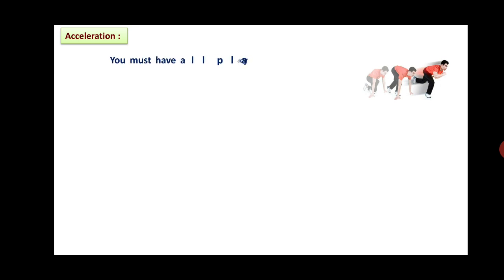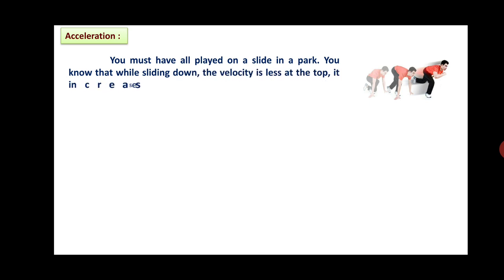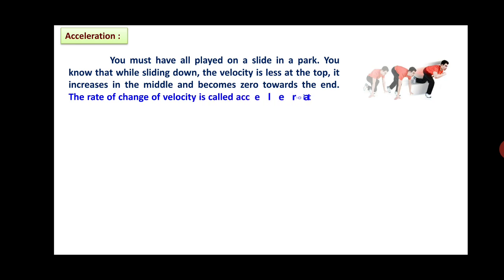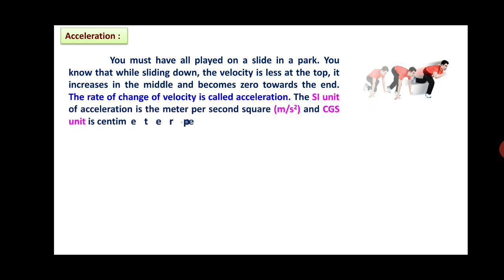You must have all played on a slide in a park. You know that while sliding down, the velocity is less at the top, it increases in the middle, and becomes 0 towards the end. The rate of change of this velocity is nothing but acceleration. The SI unit of acceleration is meter per second square, and the CGS unit is centimeter per second square.